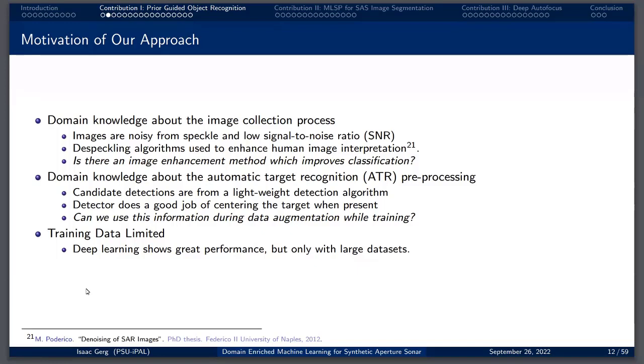But what we've noticed is that the majority of these detection algorithms do a very good job of centering the target when they discover it. So they're very good at localizing it. The thought was, can we use this information during data augmentation while training to enhance the understanding that the deep network has of the image? And then we also wanted to look specifically at areas where we know that training data is limited. So we'll show an ablation study where we train our network with all the data that's been given to us, and then with something like 10% of the data, and show that we can get good performance, and that integrating these two pieces of domain knowledge helps us even when we have low training data.